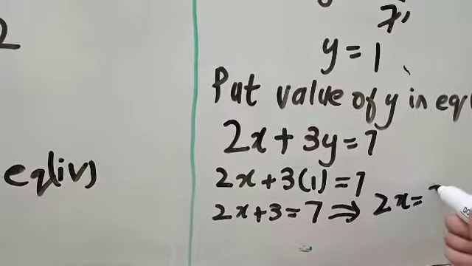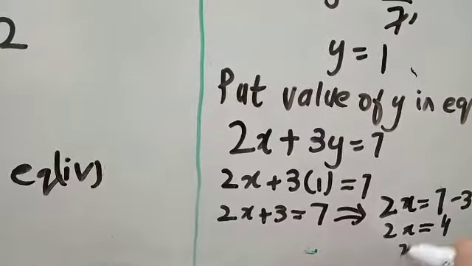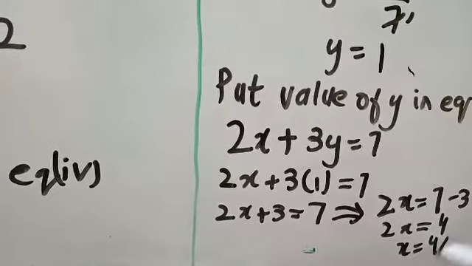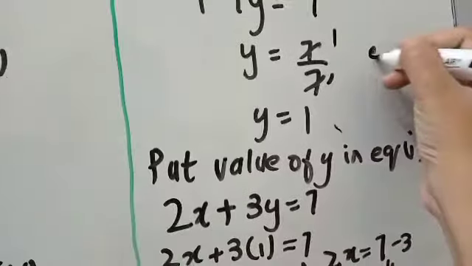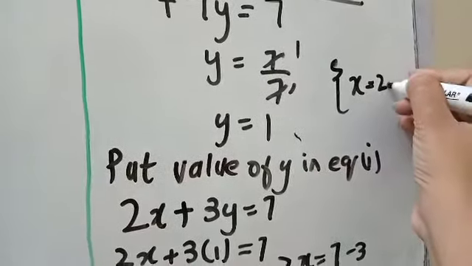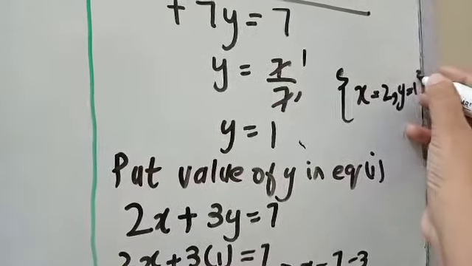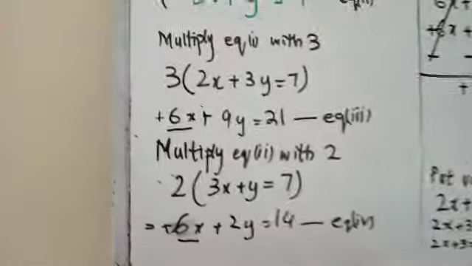2x is equal to 7 minus 3, so 2x is equal to 4. x is equal to 4 upon 2, which gives you 2. 2 1s are 2, 2 2s are 4. So what is the solution set? The solution set is x is equal to 2 and y is equal to 1. I hope this is clear to you, how you will make it identical.